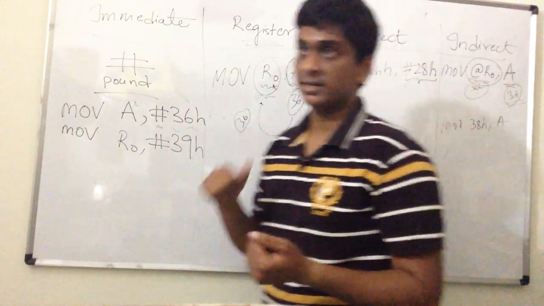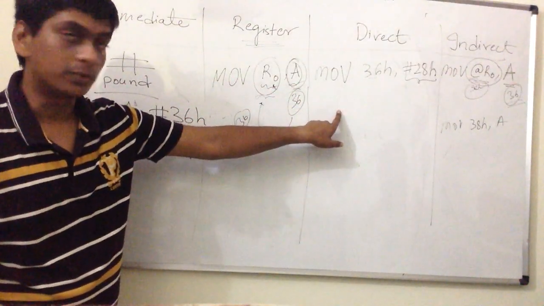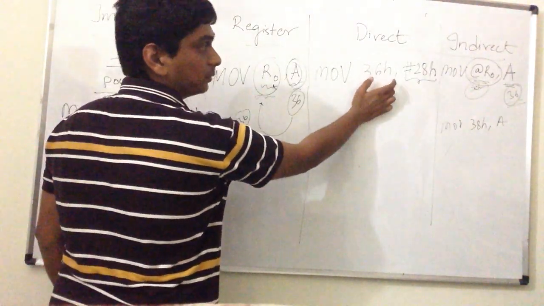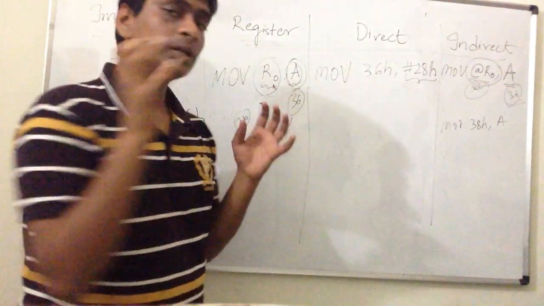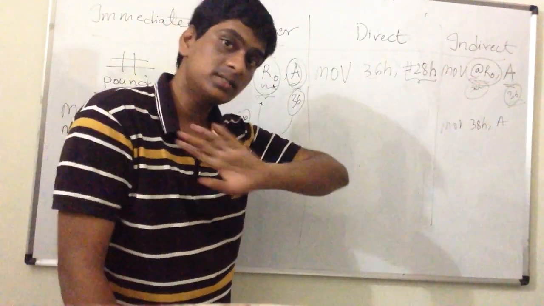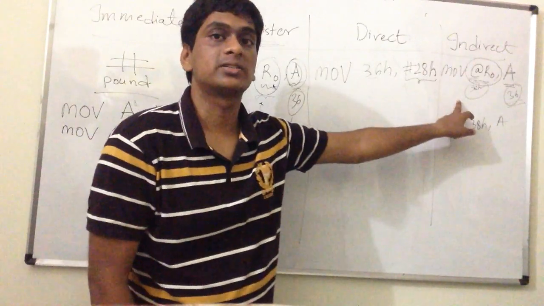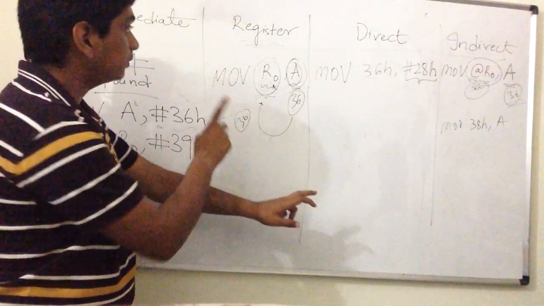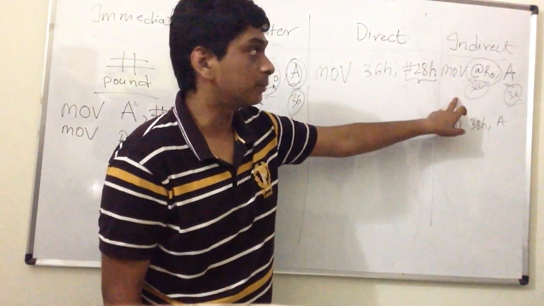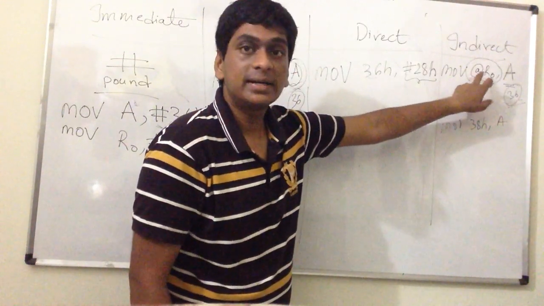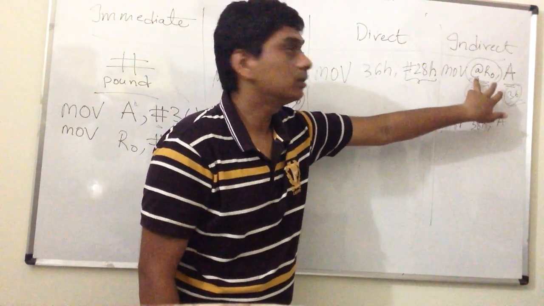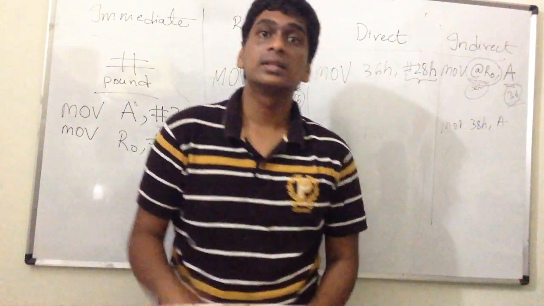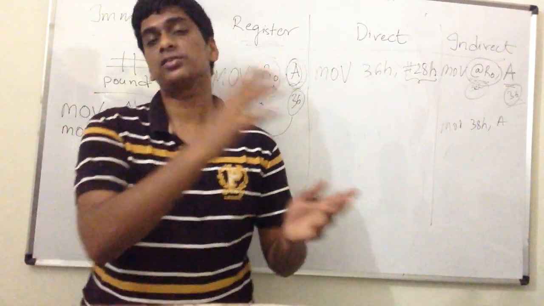So that is register addressing mode. Coming to direct addressing mode, instead of mentioning the register name, we directly give the memory location, like 36H. In the memory location 36H, this data is stored. That is direct addressing mode. In indirect addressing mode, we give the @ symbol before it. We can also write @R0 on this side. Then the contents present in the address of R0 are transferred into A.